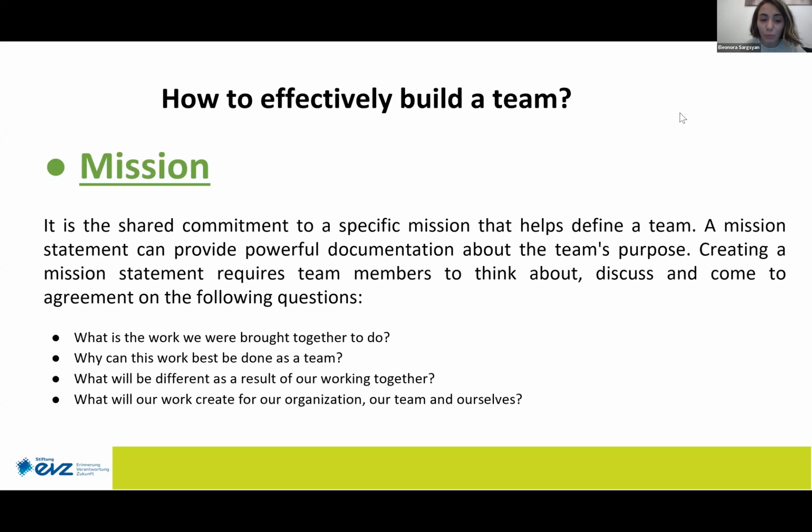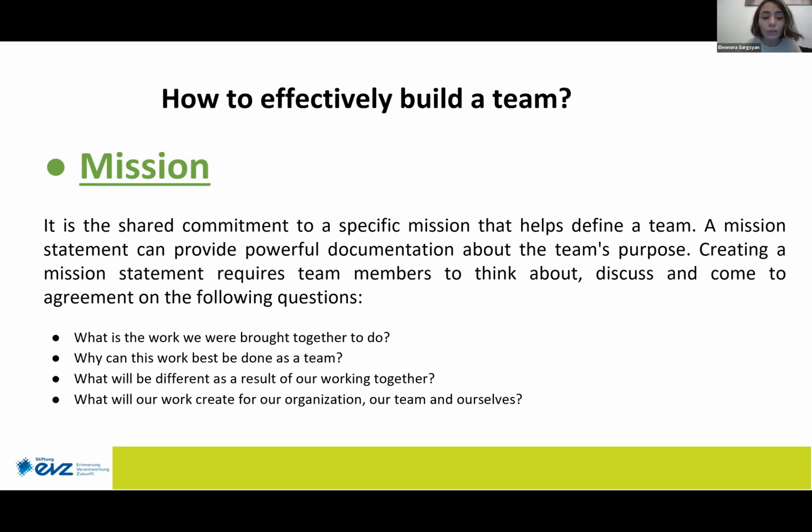A mission statement can provide powerful documentation about the team's purpose. Creating a mission statement requires team members to think about, discuss, and come to agreement on the following questions. Yes, if you're building a team and you're already in the process of developing this team into an organization, I highly recommend you have mission statements written down so that everybody who just joins the team can have this resonance with the mission and can be clear and sure about this. So basically, these are the questions that need to be reflected in the mission statement.